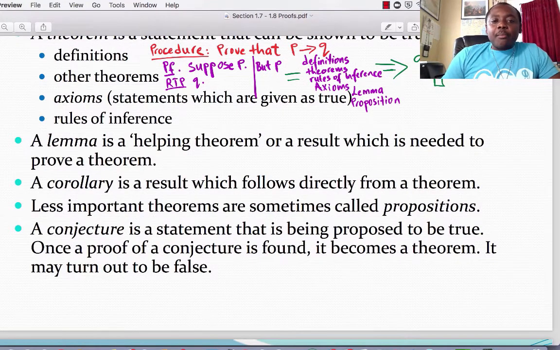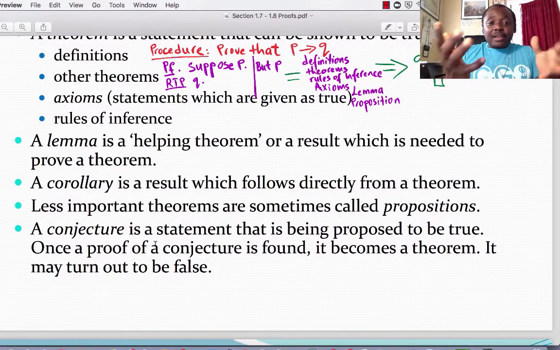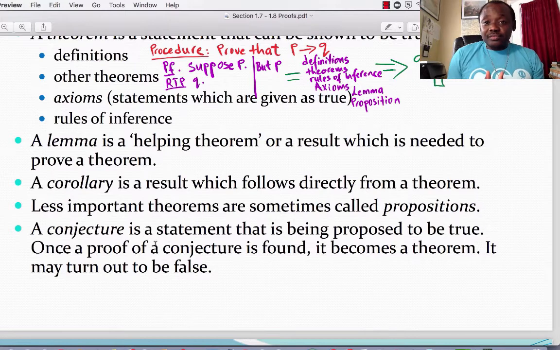Now, some less important theorems are called propositions. If you read many books, you will see theorems, you see lemmas, and then you see propositions. And then we have a conjecture. A conjecture is a statement that is being proposed to be true, but we have to prove it. For example, Alice has never seen her father cry. Alice has never seen her husband cry. And then she stands up and makes a conjecture: men do not cry. That's not a theorem. That's a conjecture. It needs to be proved.